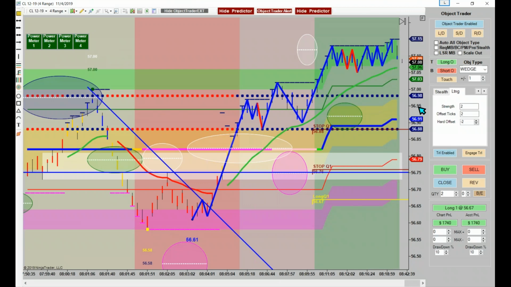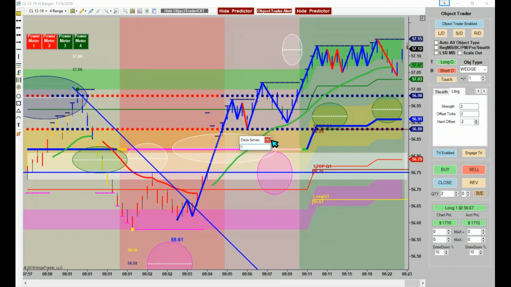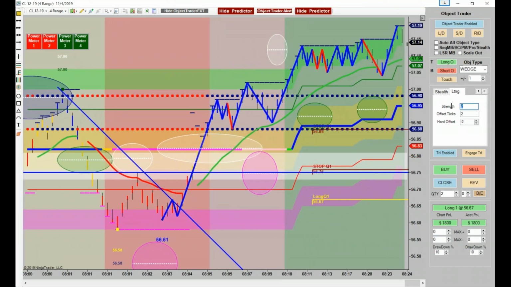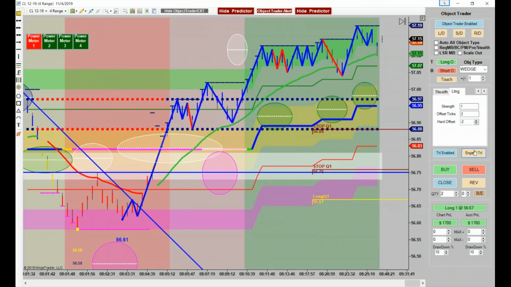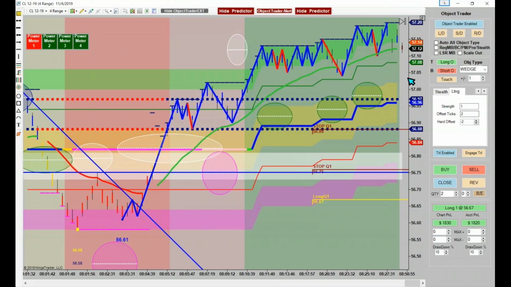I'd probably put my stop right under here. I'd go swing strength 1 instead. Swing strength 1 and bring my stop up in there. Is that swing strength 1? Yeah.